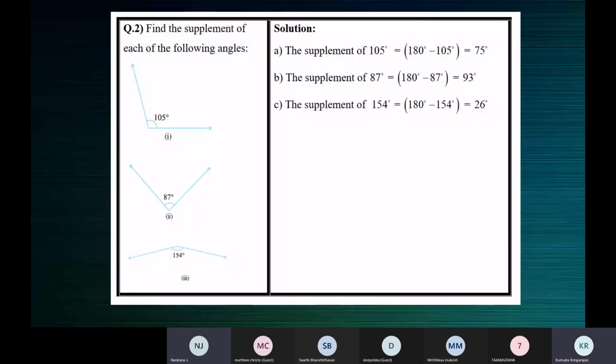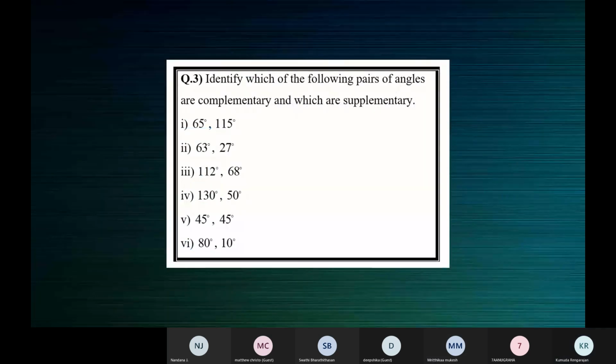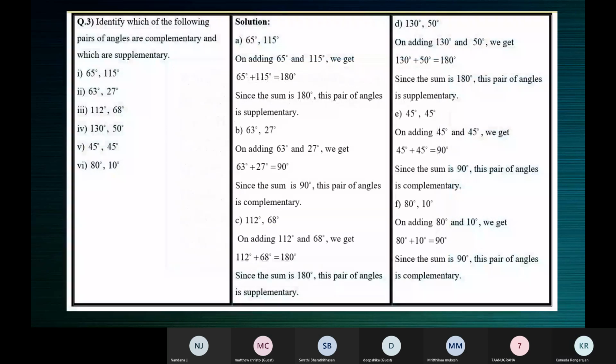Yeah, this one also simple. Find the supplement of each of the following angles. So take a picture. Screen, ma'am. Okay. This also take a picture.